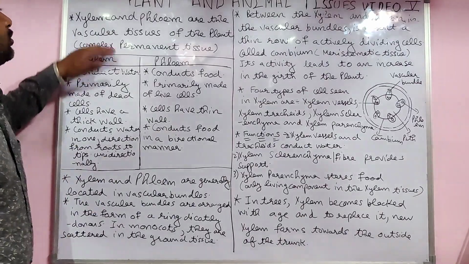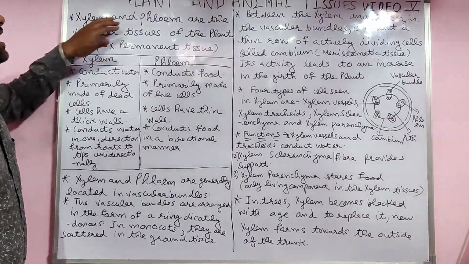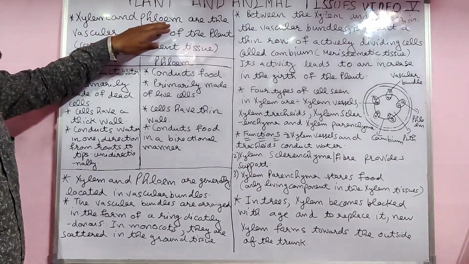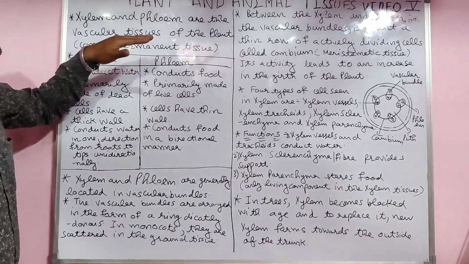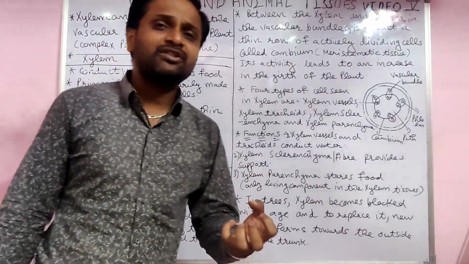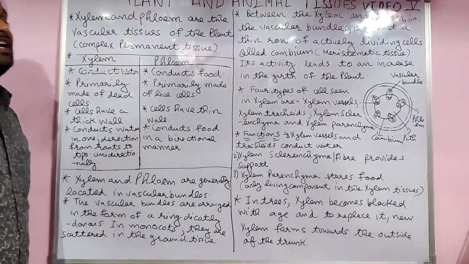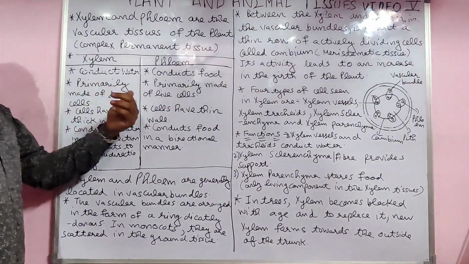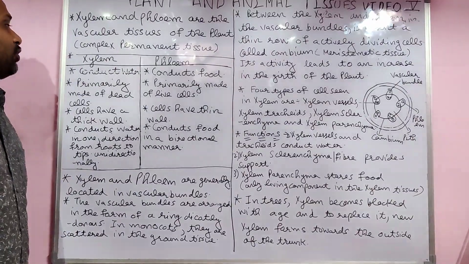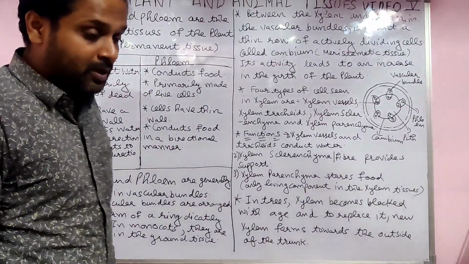You already know what the xylem is. Xylem and phloem are the vascular tissues of the plant. Yes, they are called complex permanent tissue. I already told you the difference between xylem and phloem.